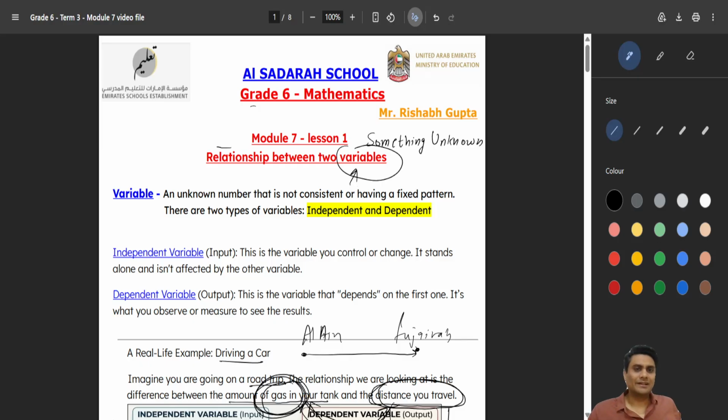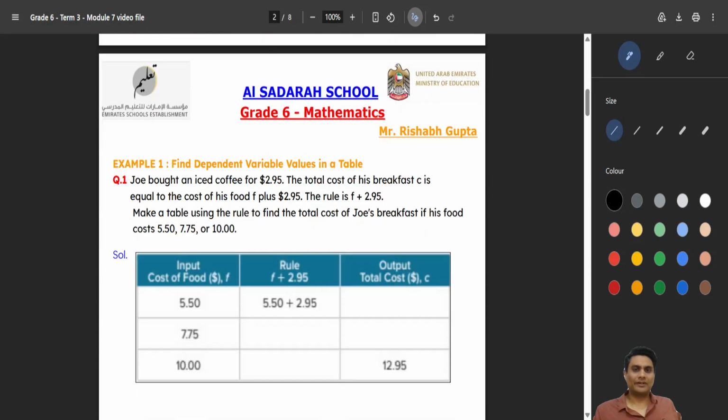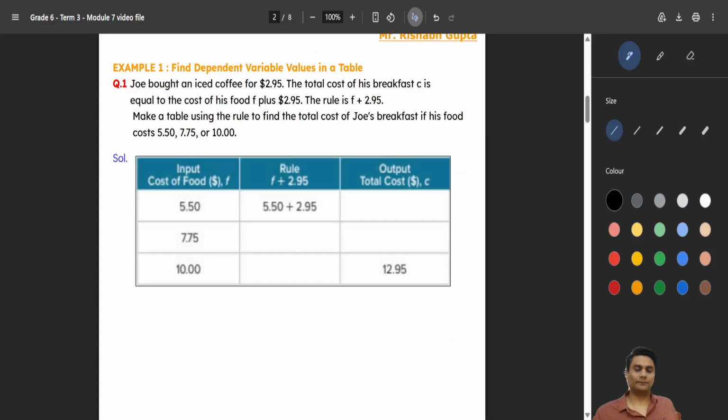Now in this lesson we have to set a relationship between them. Which kind of relationship? Let us understand it with the help of an example. Example number one is to find dependent variable values in a table. He will give us a table in which we have to find the value of the dependent variable. Don't worry, I know the different words might sound hard, but we will do the question, then it will become easy for you.